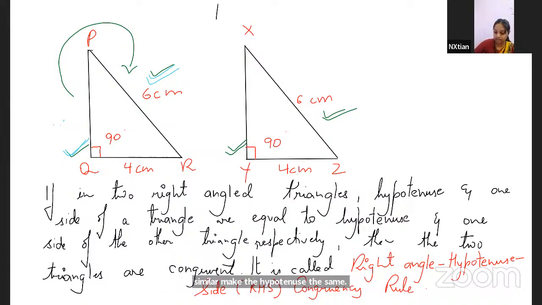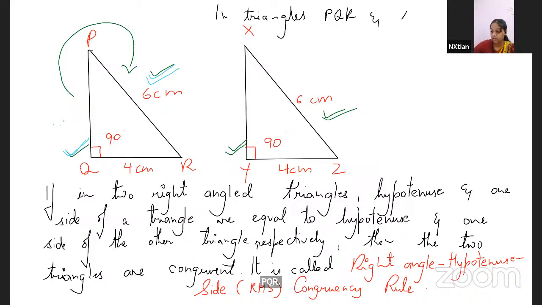In triangles PQR and XYZ, angle Q equals angle Y equals 90 degrees. PR equals XZ equals 6 centimeters.